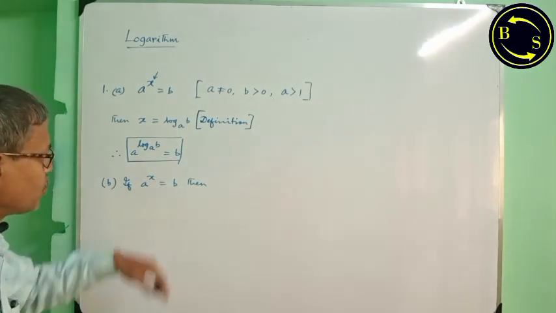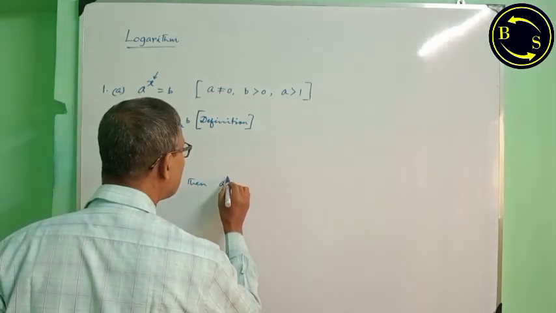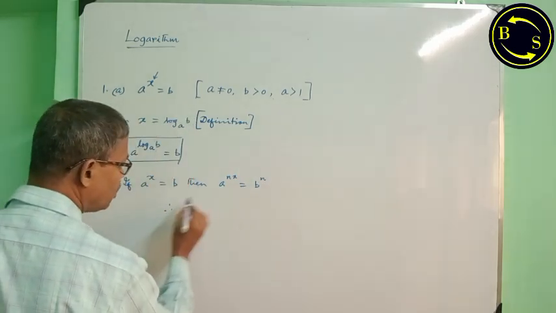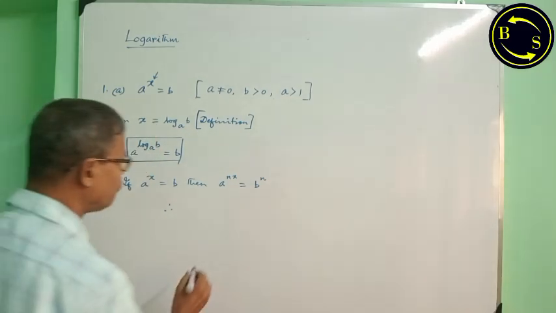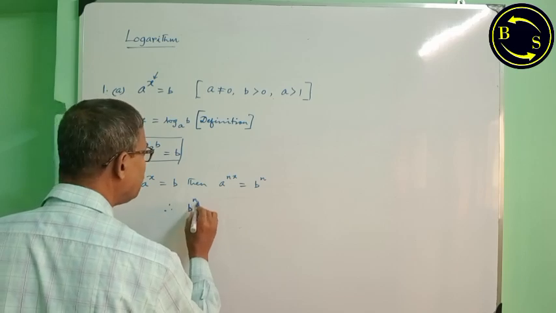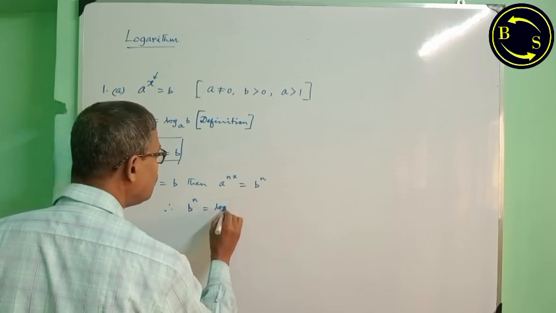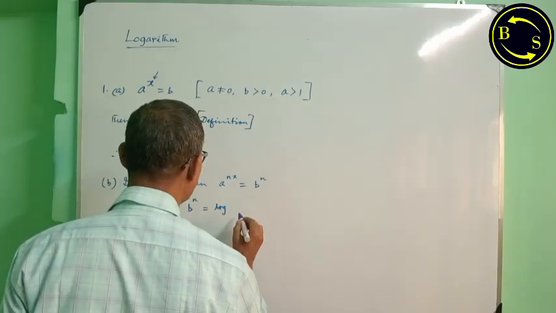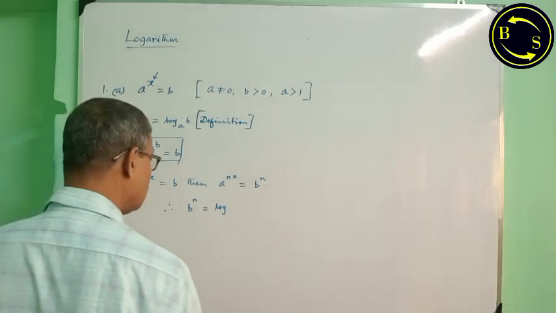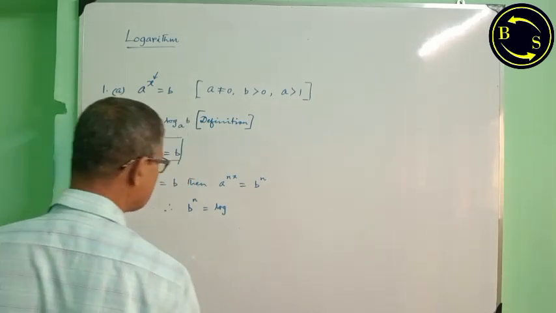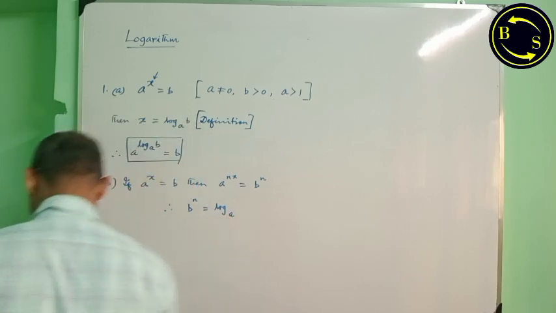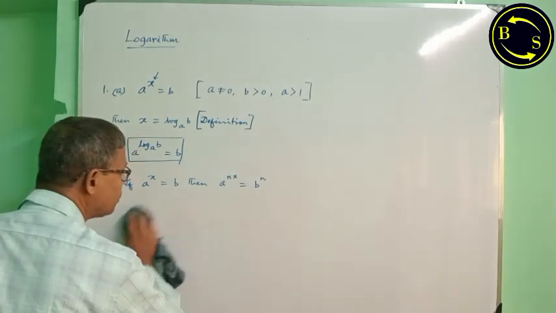Next we have, if a to the power x equal to b, then if we raise to the power n both sides, what we get is a to the power nx is equal to b to the power n. Therefore, I can express this in terms of logarithm: log of b to the power n to the base a. I can express that.